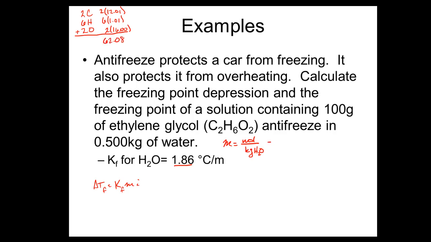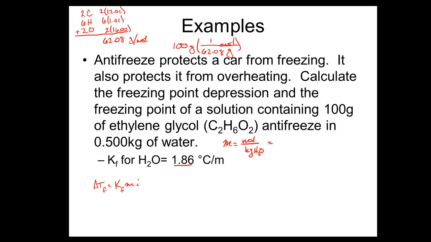All right, so that's our moles. Okay, so we're almost there, right? That's our molar mass, grams per mole. Okay, so we've got 100 grams of ethylene glycol. We have to convert that into moles, so we're going to put grams in the bottom, moles in the top. Our molar mass is 62.08, and we're going to put that in the bottom. So 100 divided by 62.08, and we get 1.61.